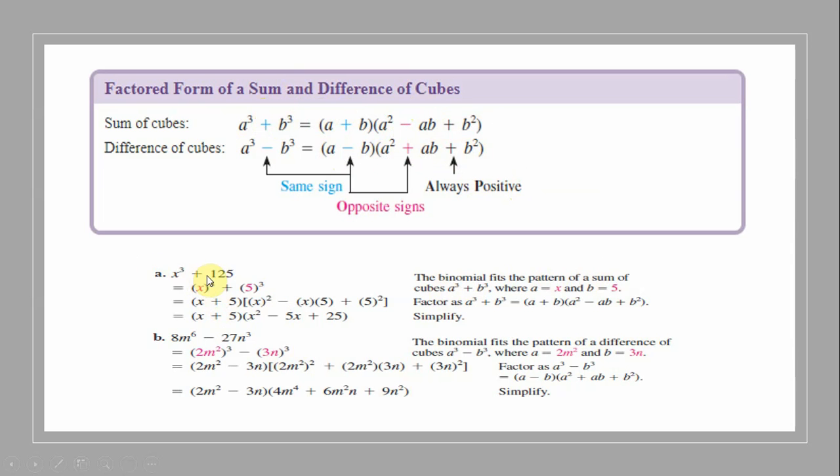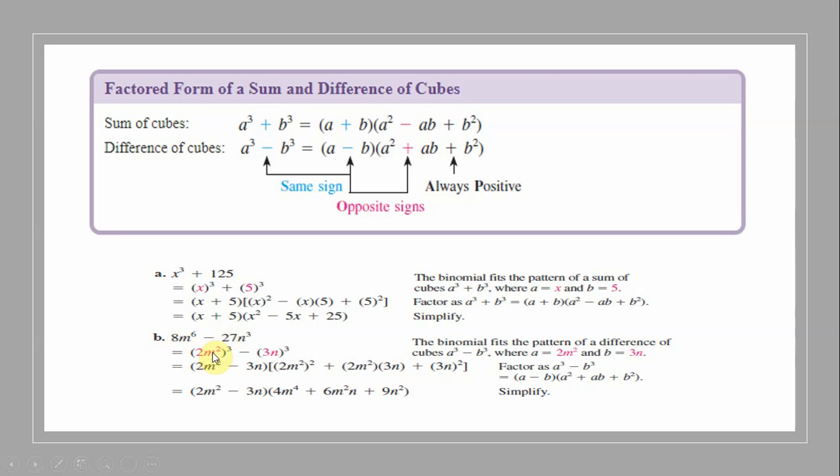X cubed plus 125. I say, oh, I got one cube. Do I have another one? I take the cube root, which is the 5. 5 cubed is 125. And then I can just quickly factor. X plus 5, same sign. Square x, x squared. Change the sign. Just multiply the 2 together, 5x. And then square the last one, plus 5 squared. That gives me x plus 5, x squared minus 5x plus 25.